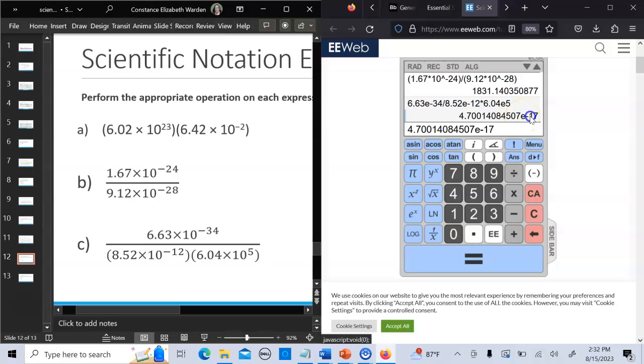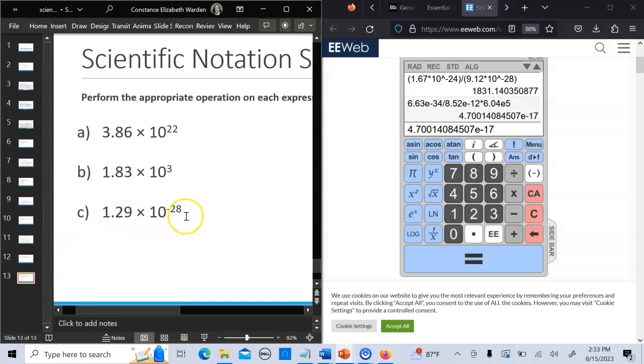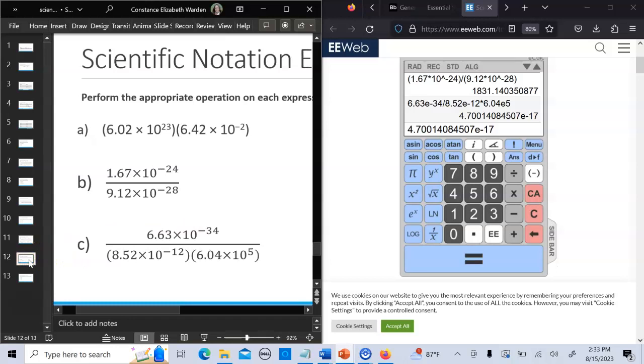Make sure that you are always looking at the end of that number, and notice how there's an E with the negative 17. That's very important that you don't miss that, so that you recognize that number is not just 4.7, but it's 4.7 times 10 to the negative 17th. So if we look at the answers on the next slide for C, that is not the correct answer. So what do you think happened? I used the double E key, I used it appropriately, and the issue is order of operations.